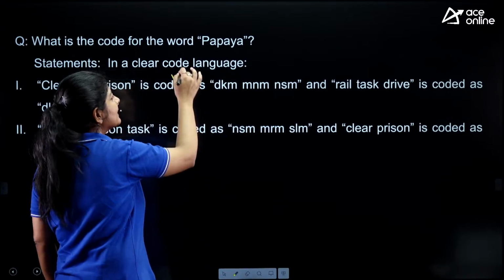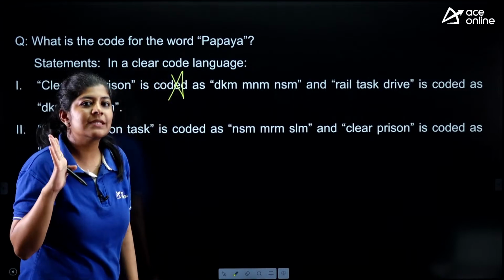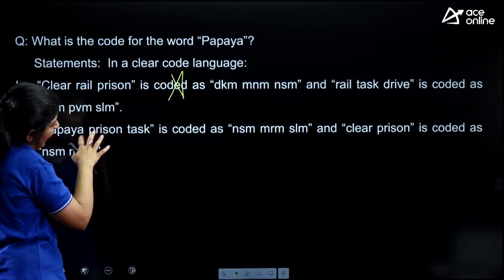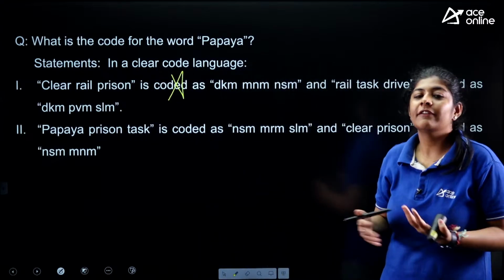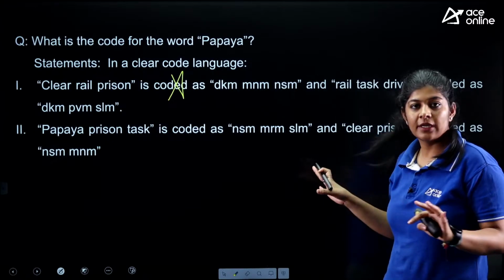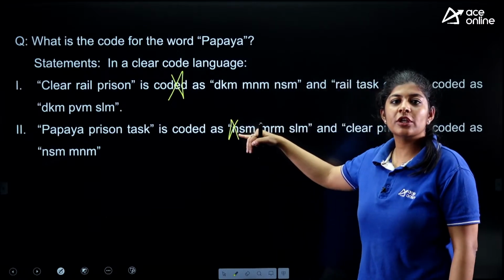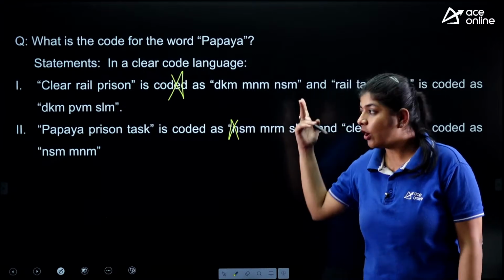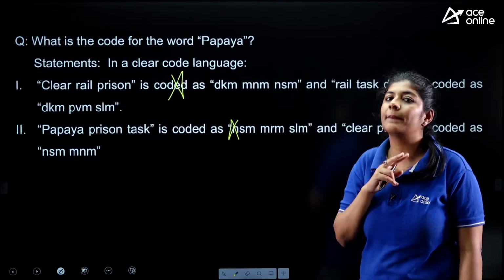So option A is eliminated, right? And as option A is eliminated, option C is also eliminated. Second, papaya, we got our word. Papaya prism task is coded as this one. Clear prism. Again, we do not have any common word except prism. So this option is also eliminated. As this option is eliminated, either option D or option E is the correct one.